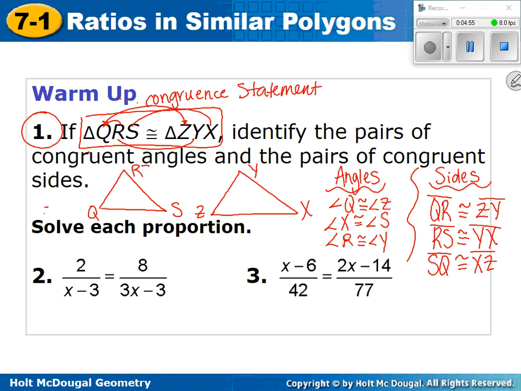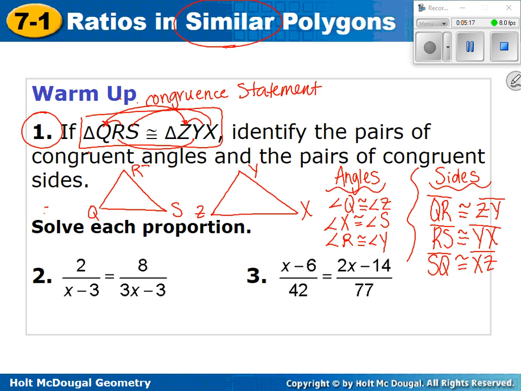QR matches up with ZY, and so forth. You could keep doing that for every two letters. Does that make sense? Okay, the reason we're reviewing that, this is not new today, is because what we're going to learn today is the concept of similar, not congruent, but similar polygons.